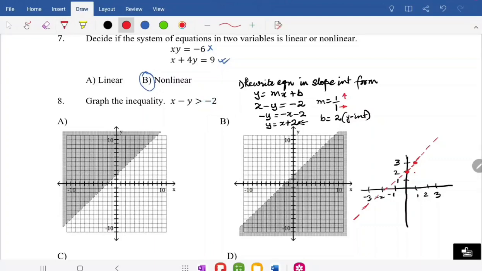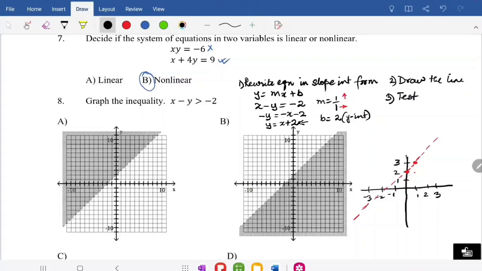All right, now that we've got the line, we have to figure out which side of the line we must shade. So the second step was to draw the line, which we did. And the third step is to perform a test to see which side of the line we must shade, whether it's going to be the top part or the bottom part of the line. In order to do that, we have to perform an easy test.